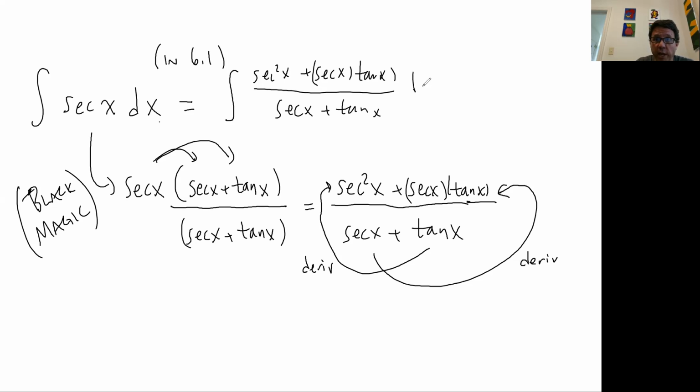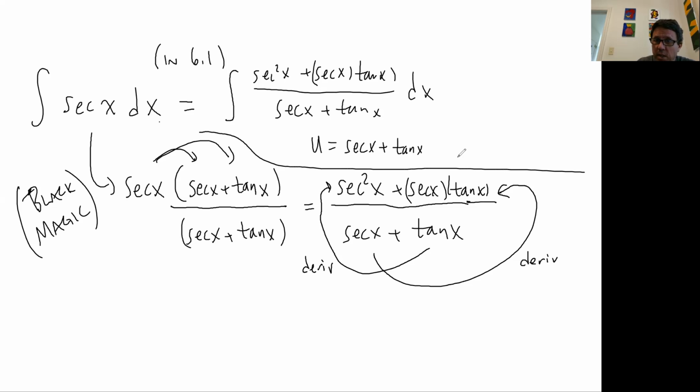The reason I want to do that is because then I can do u equals secant plus tangent. And that's in the denominator. du is exactly the top: secant squared plus secant tangent dx. So this whole integral, which is super ugly, turns into something super nice, which is just 1 over u du. Ta-da! Black magic. And we get down to this.